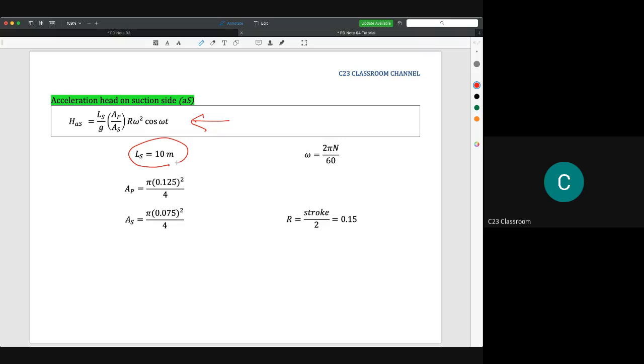So this is the cross-section area for the piston, and this is the cross-section area for the suction pipe. And then this is the value of omega, and this is the value of R. As I explained previously, R is the radius of the rotational device to move the piston, and it is equal to stroke divided by 2. So we have a 300 millimeters stroke, so it is equal to 150 millimeters, which is 0.15 meters.